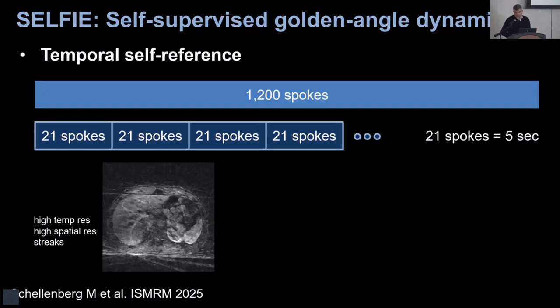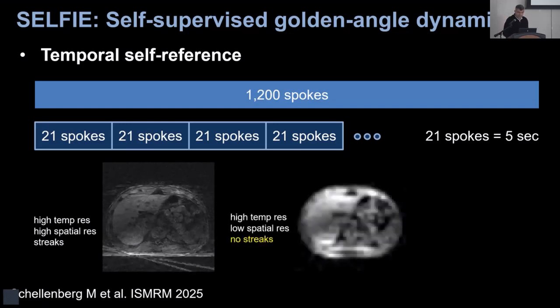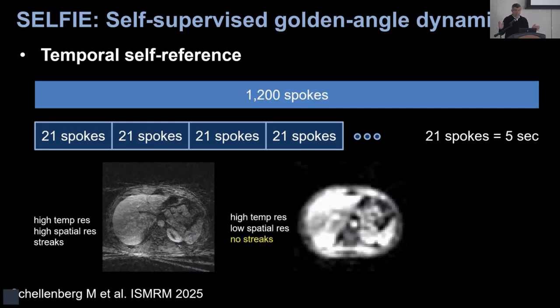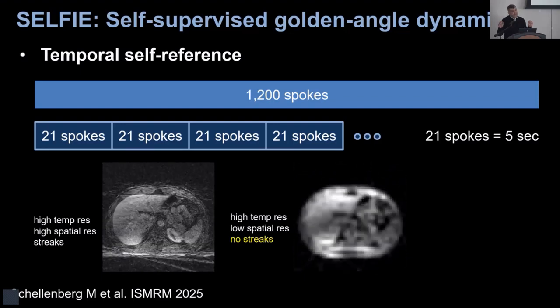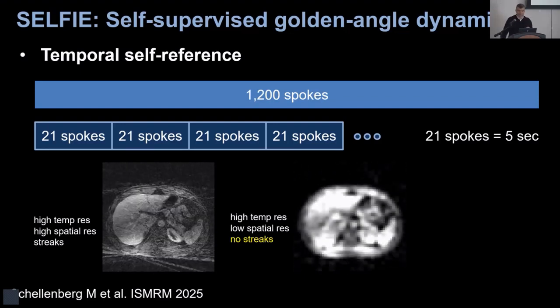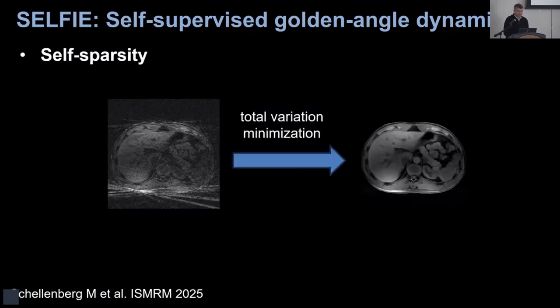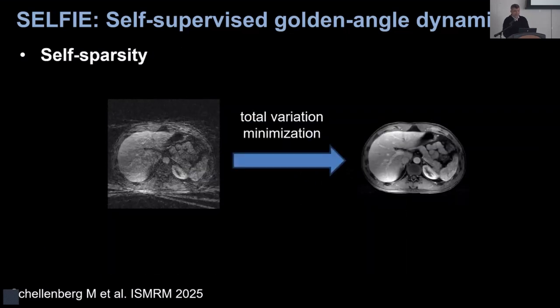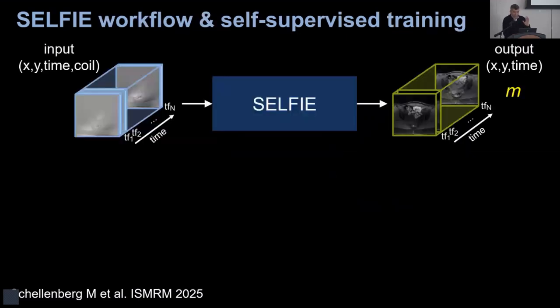In this case with streaks, or in radial imaging, we know that the center of k-space is fully sampled, so we can maybe reconstruct a low resolution image, which will still have the full temporal resolution. And the last one, we also know from compressed sensing that if we iteratively apply total variation, we will eventually get rid of all of these streaks. All right. So keep that in mind, and let's talk now about the workflow and how we self-supervise SELFIE.